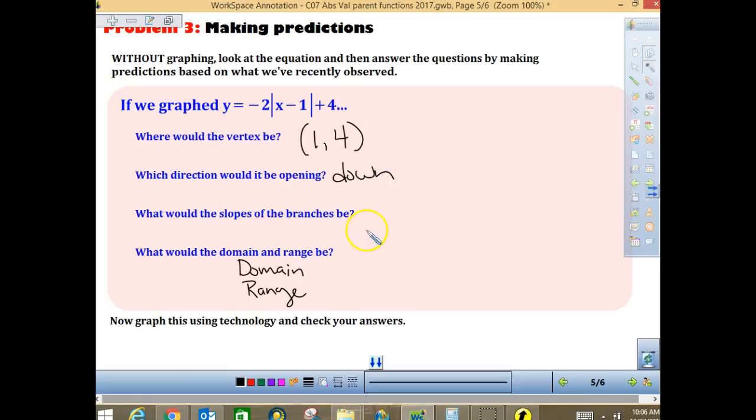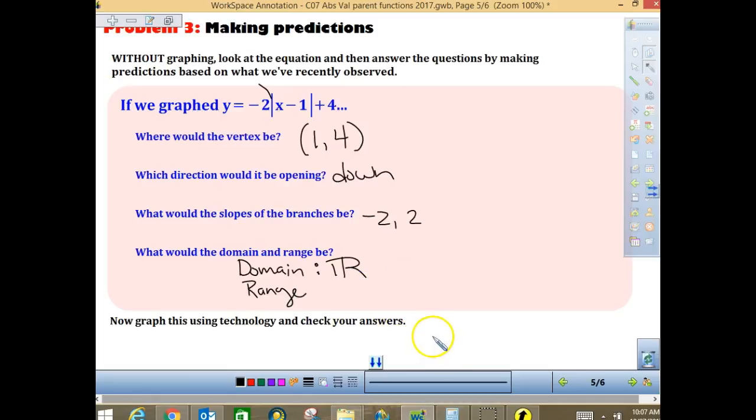Slopes, if I'm looking, Brecken, Dylan, what do you guys have for the slopes? -2 and 2, right? So when I look at that, whatever this number is out in front, that's going to be my slope, that determines our slope. Then we're looking at our domain. So domain, Evie and Emily, what do you guys have? Or no, Lainey. Domain is going to be all real.